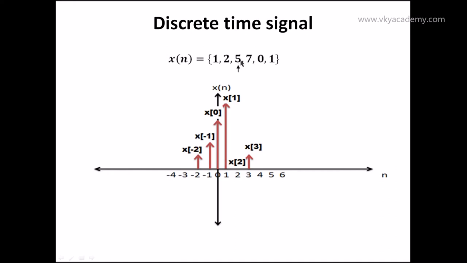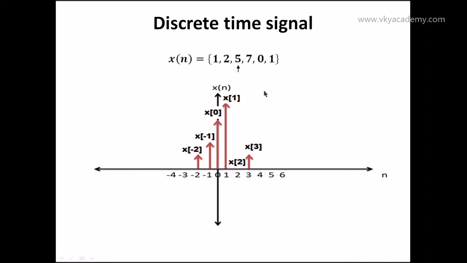Now if this sample is the sample at origin, then the previous sample 2 is the sample at -1 and 1 is the sample at -2. In the same way, the amplitude 7 is the sample at 1, the amplitude 0 is the sample at 2 and the amplitude 1 is the sample at 3. So basically this particular sequence has a range from -2 to 3.